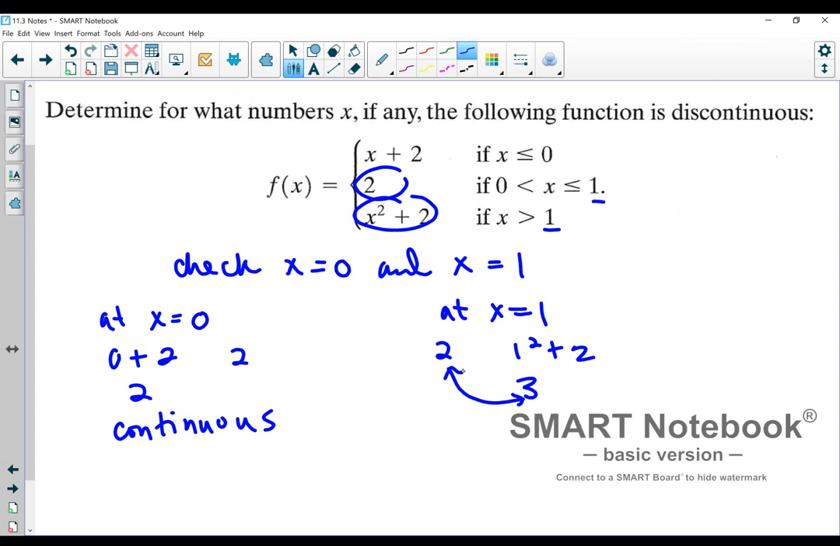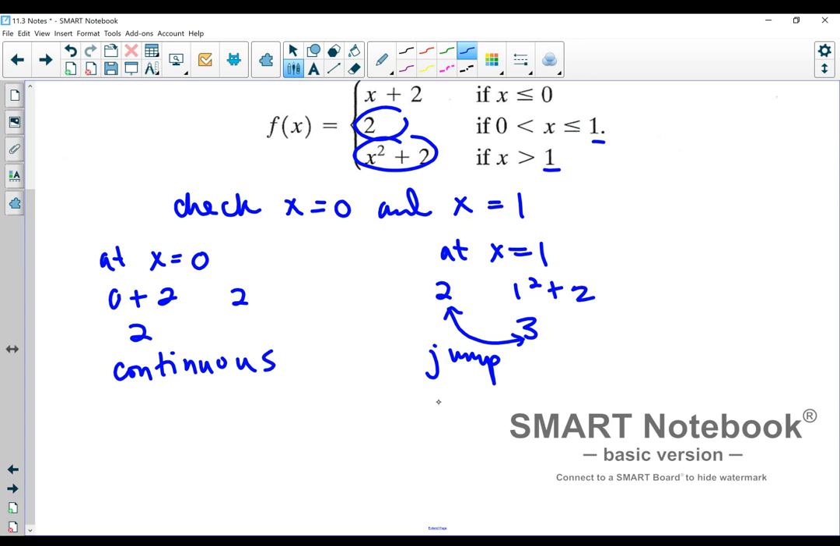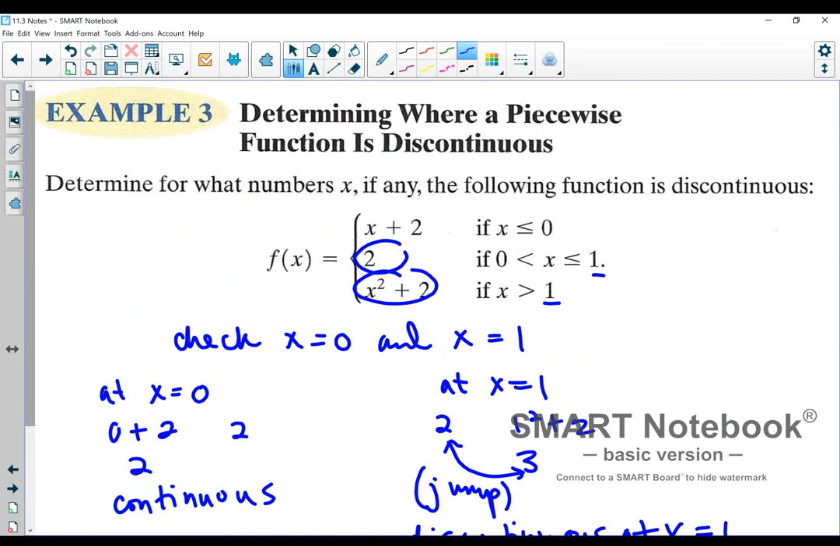So my function jumps between those. So I actually have a jump discontinuity at x equals 1. So it is discontinuous. I'm going to put jump in parentheses at x equals 1. So you can see the kinds of functions we have to worry about are piecewise. We definitely have to worry about those. We have to worry about anything that's a fraction because we could have infinite discontinuity. And we have to worry about when we cancel out a common factor because those are going to give us holes. So those are really the 3 things that we do need to worry about with discontinuity.